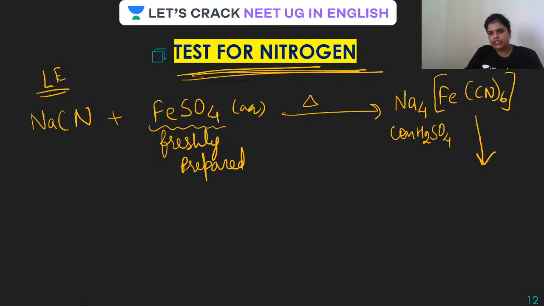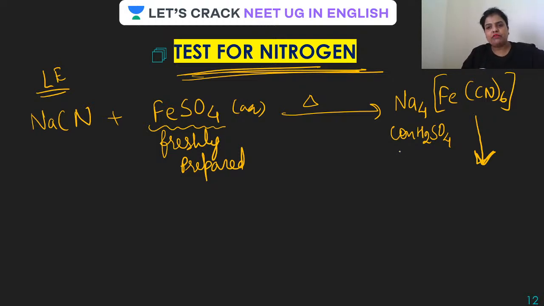H2SO4, guys. Is it clear? Concentrated H2SO4 is added over there. Why? Because this is not visible properly. It is soluble in water and has a very little bluish tint, which might give you an assumption of whether it is there or not.